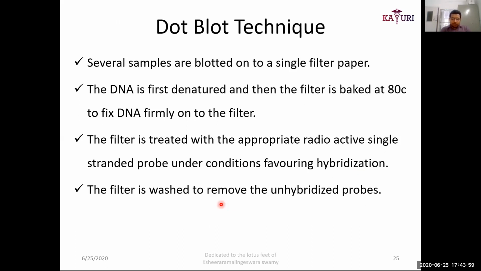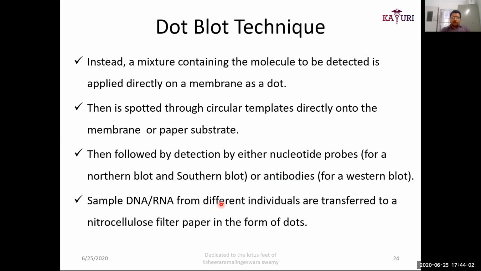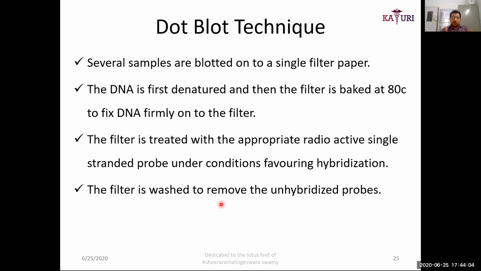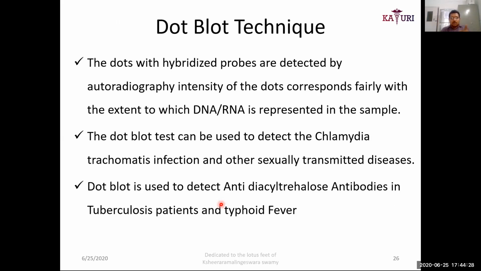Here you have to understand the difference. We are not going for the separation or extraction techniques in this dot blot. We are just dotting it on a paper, extracting it onto a nitrocellulose paper. Then we are blotting it on a single filter paper, then denaturing the DNA, then treating with the complementary DNA probe. If it is a protein, you go for an antibody. Okay, so the filter is washed to remove the unhybridized probes afterwards, and the hybridized probes are detected by using autoradiography.